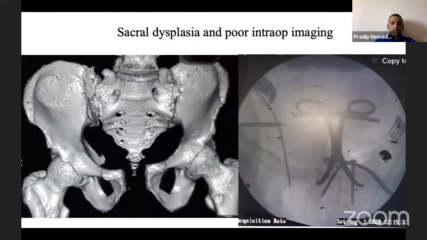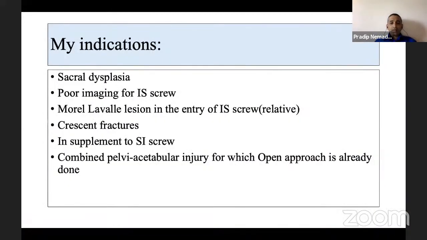So there are a few cases. Now Dr. Trikha spoke about sacral dysplasia. I missed this slide. So my indications for SI plating today are sacral dysplasia.